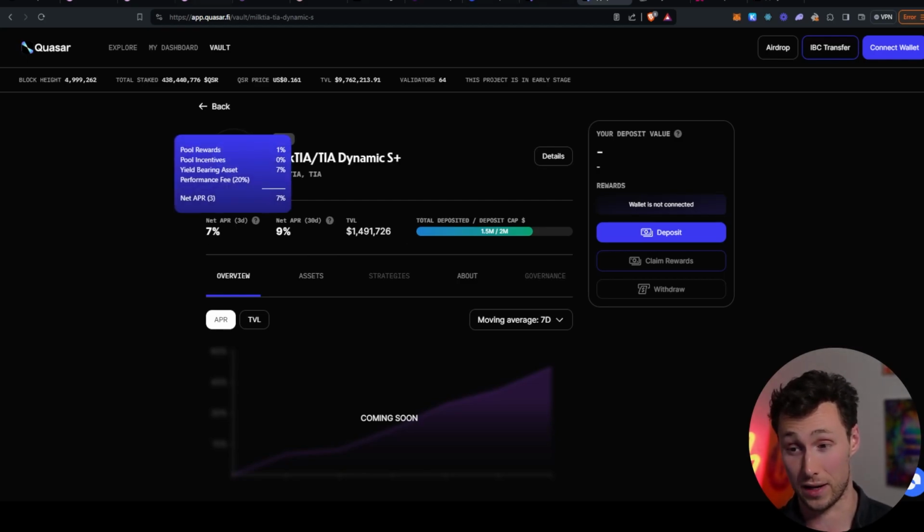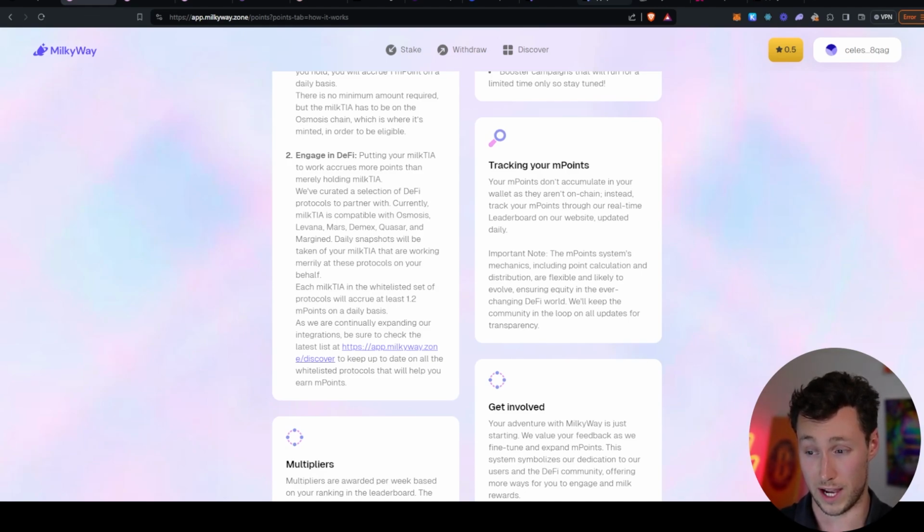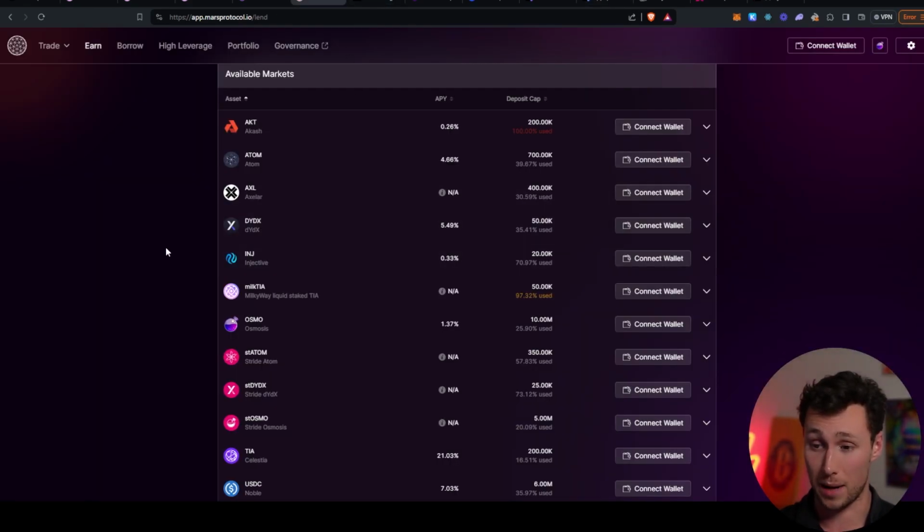If MilkyWay at some point decides to award M points for the entire position on these protocols, including the TIA, then that would change. However, to my best understanding as of now, they are only rewarding the points for the actual milkTIA you have in your wallet. So for that reason, out of all these protocols, my preference is actually Mars protocol, at least until this deposit cap fills up.